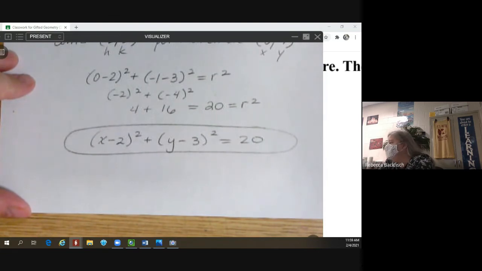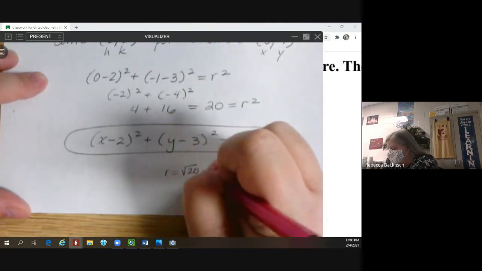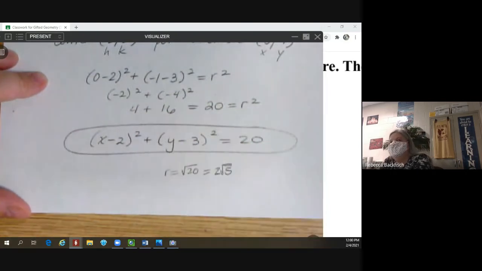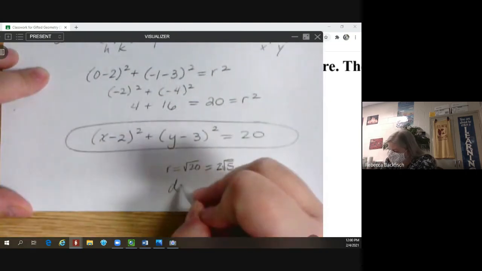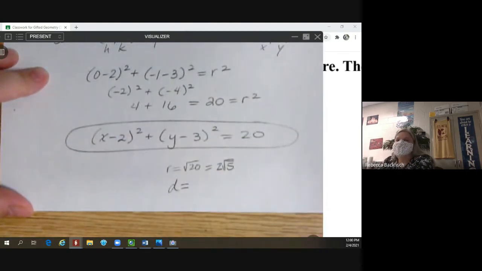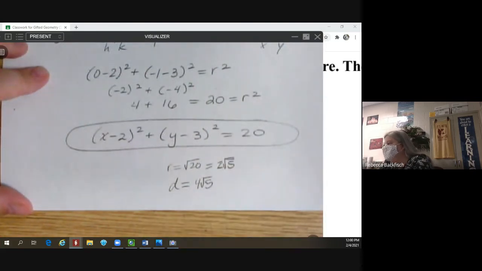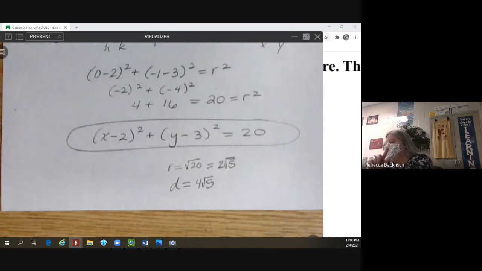Now, if I was asked what is the radius, then I would take the square root. I would say the radius is square root of 20, and I would go ahead and simplify that. That's 2 root 5. What if I was asked what the diameter is? What would that be? Four root 5. Remember that if you need to go from diameter to radius, you're taking half, where the diameter is twice as big as the radius. Okay?